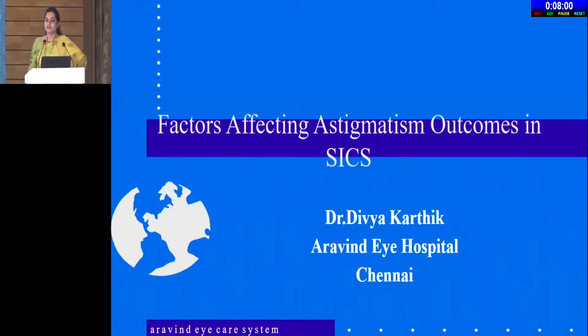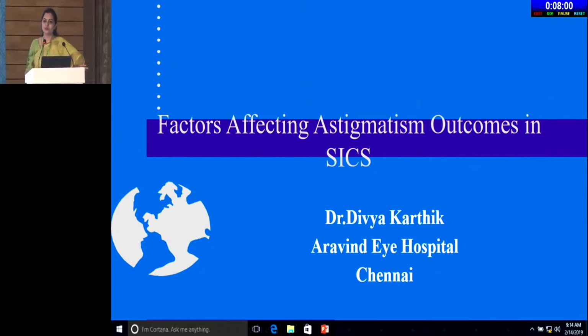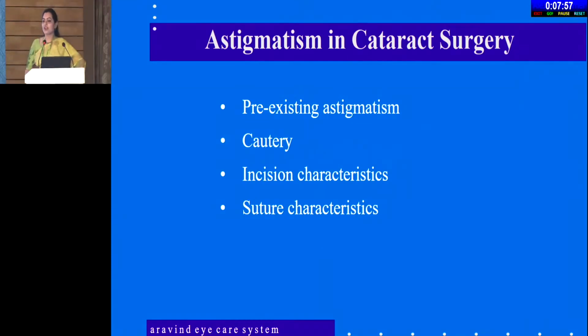So at the end of a cataract surgery, we all expect to give the patient emmetropia, and that's what the patient also wants. So what factors will affect astigmatism and how to overcome these factors is what I'm going to discuss. Things that we have to look at are pre-existing astigmatism, then when giving cautery, what points to be noted, incision character, and also the suture characteristic.